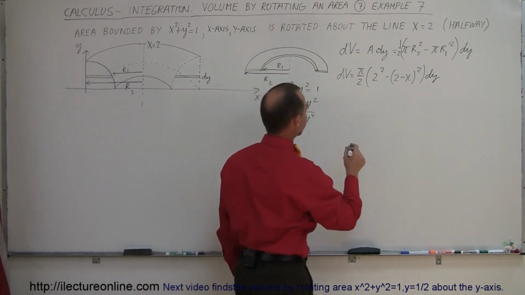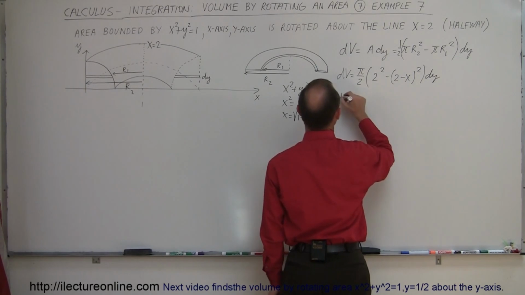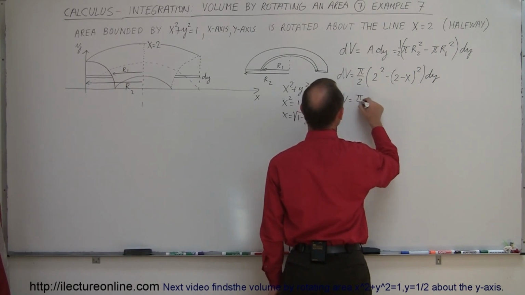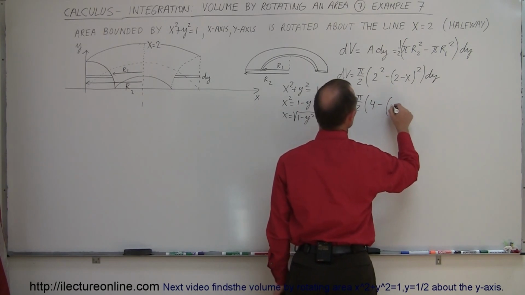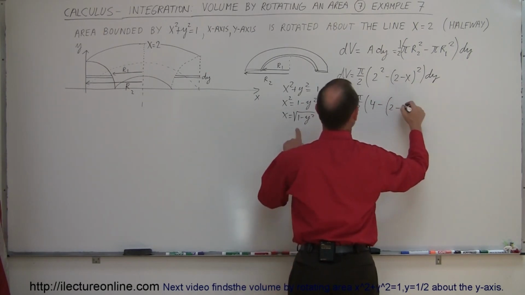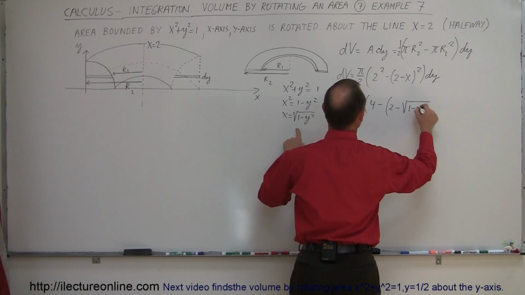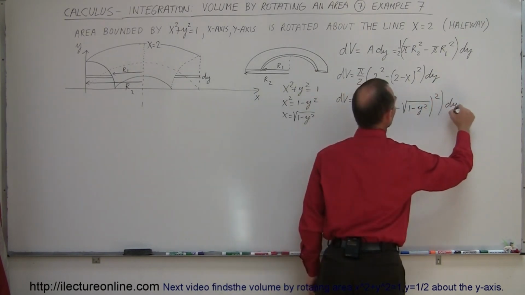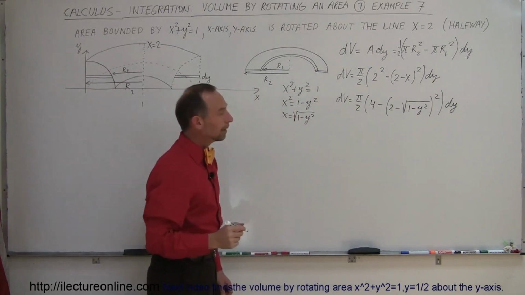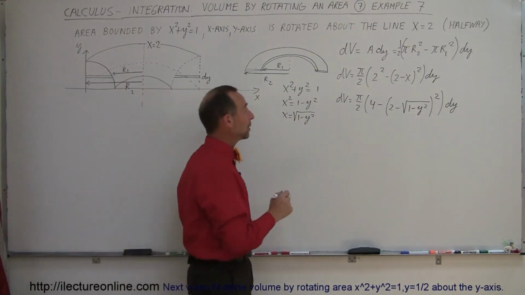y squared. So dV can be written as pi over 2 times 4 minus the quantity 2 minus the square root of 1 minus y squared, quantity squared. We'll have this and a dy. All right, let's simplify that now and see what we end up with.